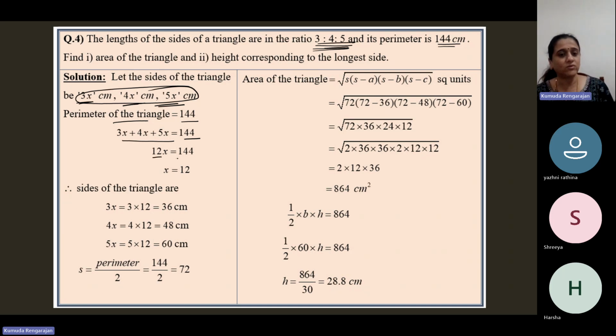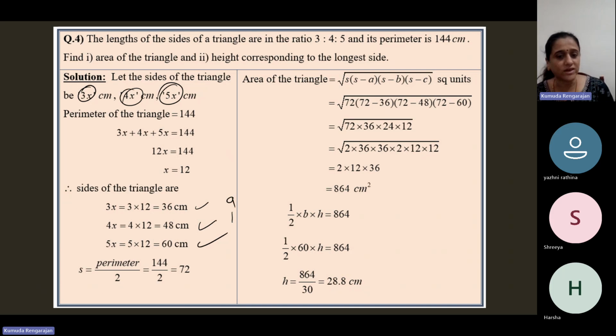That makes 12x equal to 144. X is equal to 144 divided by 12, which is 12. So now find the sides of the triangle. What are the sides of the triangle? 3x, 3 into 12; 4x, 4 into 12; 5x, 5 into 12. So like this, you find the sides of the triangle.